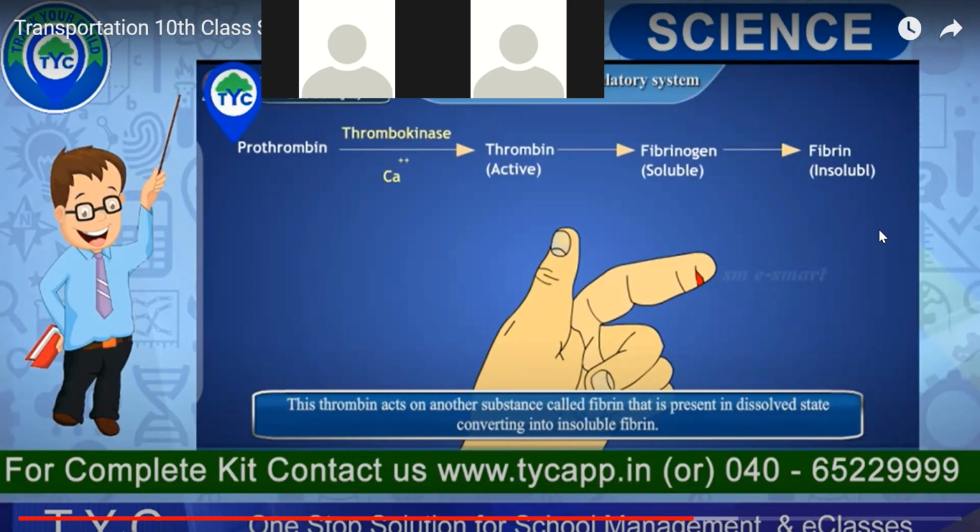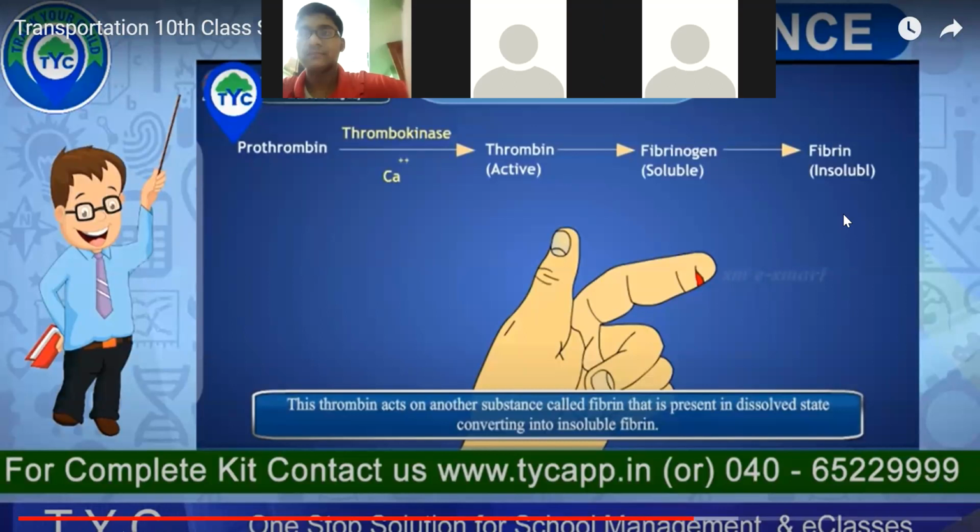Prothrombin in the presence of thrombokinase enzyme and calcium gives rise to active thrombin. Ca is the symbol for calcium. Thrombin, which is active, gives rise to soluble fibrinogen. Then it gives rise to insoluble fibrin.